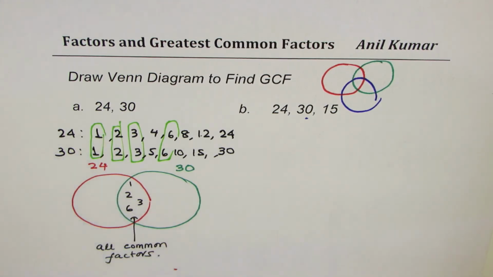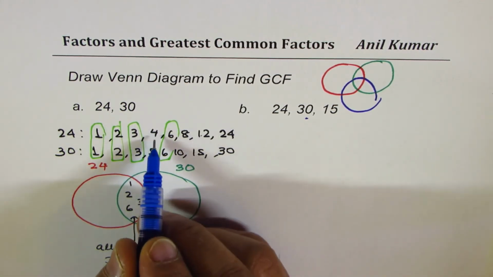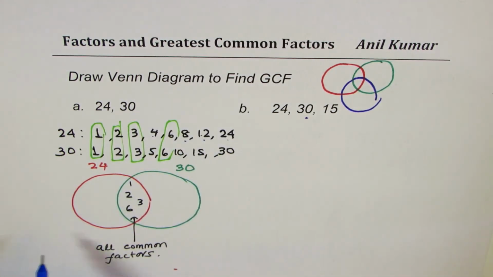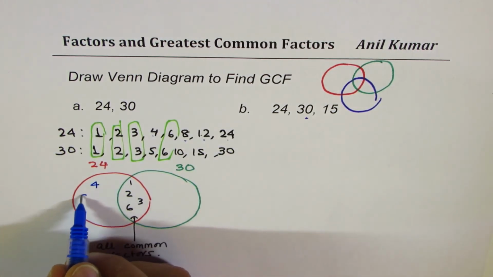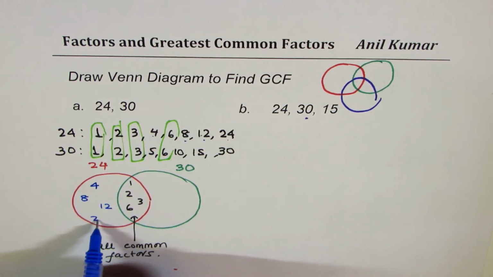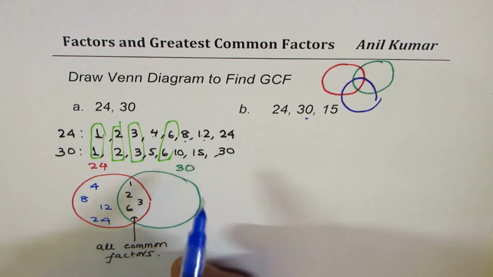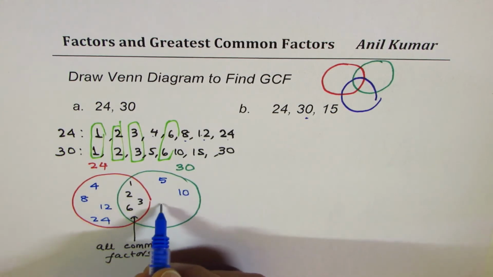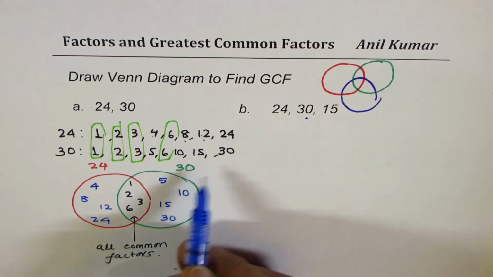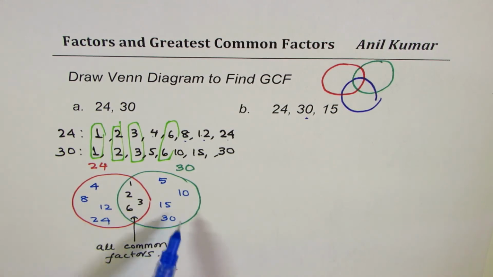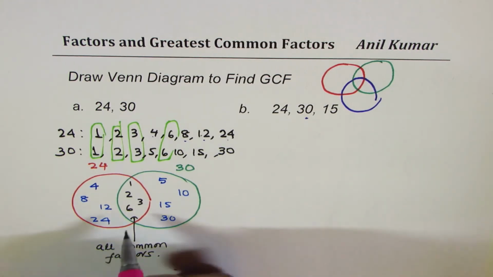So look at 24 now. So in 24, what numbers are left, which we did not include as common factor? So it is 4, 8, 12, and 24. Okay, so let's list them out. Similarly, for 30, the numbers left are 5, 10, 15, and 30. So they'll come outside, 5, 10, 15, and 30, but inside 30 block. So that gives you Venn diagram. And from the Venn diagram, you can actually write down what is the answer. The answer, of course, is 6.